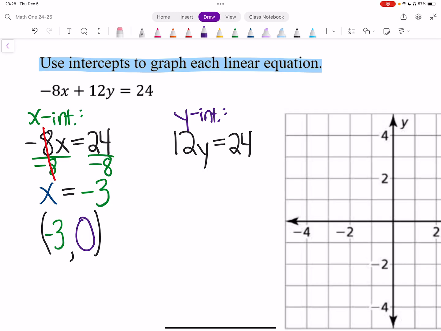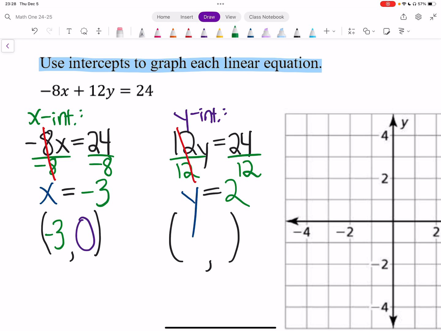Finally, just for the sake of practice, please also write the point, or that intercept, as an ordered pair, negative 3, 0, with parentheses. Looking at the y-intercept equation, similarly, I know that I need to divide in order to solve. So I'm going to divide both sides by 12 so that the y is now by itself. And on the right-hand side, 24 divided by 12 is 2. Once again, please practice writing the intercept as an ordered pair, 0, 2.